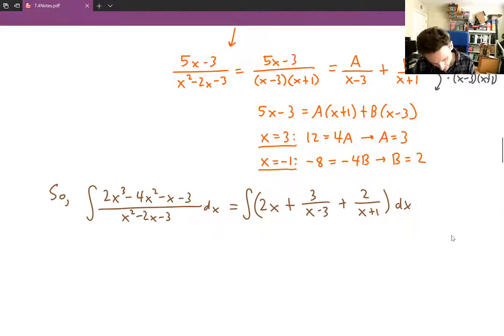Now we're just one step away. All we have to do is integrate each of those parts, and we get x² + 3 ln|x - 3| + 2 ln|x + 1| + C.